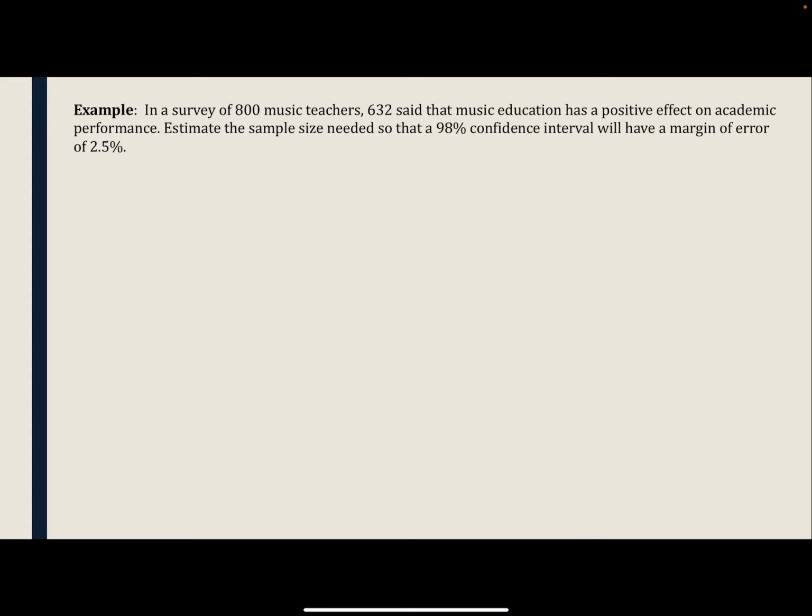So let's do an example. Remember that we had a survey of 800 music teachers, and 632 of them said that music education has a positive effect on academic performance. Let's estimate the sample size needed so that a 98% confidence interval will have a margin of error of 2.5%. So this is the 632 over 800. That was our previous sample proportion.